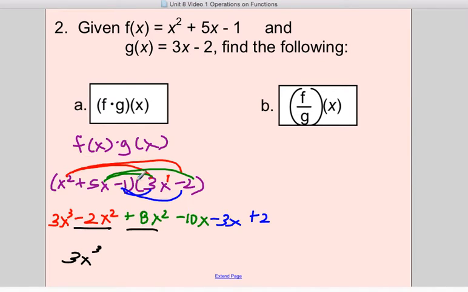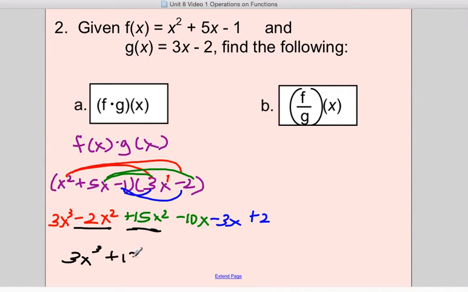This and this, what did I do? I did something silly. I added them. Why did I add them? So let's fix that. It should have been 5 times 3, which is 15. Hopefully you caught that. 15x squared, and then I would have had 5x times negative 2 is negative 10x. Okay, that's the only one I did that on. So make sure you're careful. It's very easy to forget what operation you're doing. So multiplying, when I multiply, I should have done 5 times 3, which is 15 instead of adding them. Okay, let's combine our like terms.